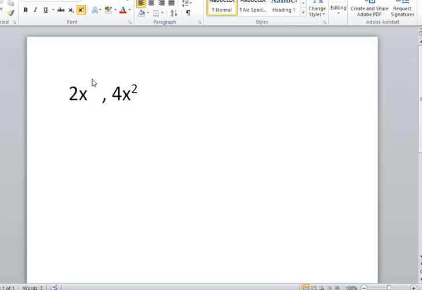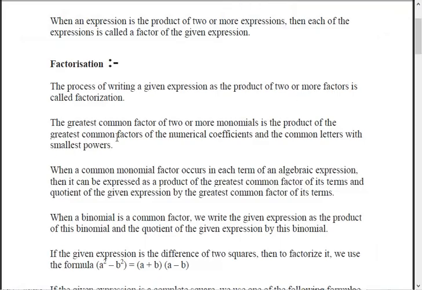Now see this, with examples you will understand. What is the HCF or greatest common factor of these two? Firstly, the GCD of 2 and 4. What is the GCD of 2 and 4? It's 2, right? HCF of 2 and 4 is 2. And for the least power, we have x and x square. What is x square? x into x, right? So the least is x. So 2 and this least power of x. That is the meaning of that sentence: the product of the greatest common factors of the numerical coefficients and common variables with smallest powers. It should be variables, not letters, with smallest powers.